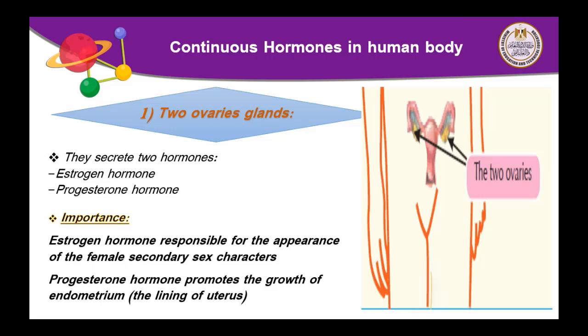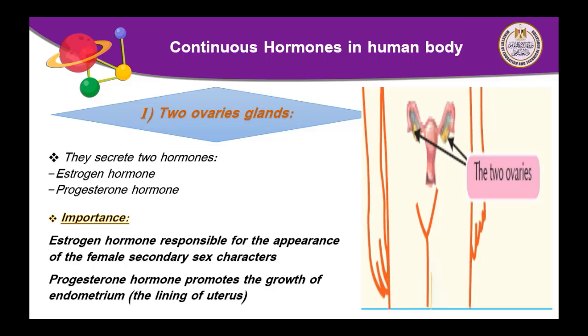So here I have two hormones which are secreted by two ovaries. Number one, estrogen. Number two, progesterone. What is the importance of each one? Estrogen hormone is responsible for the appearance of female secondary sex characters, as testosterone does in male.